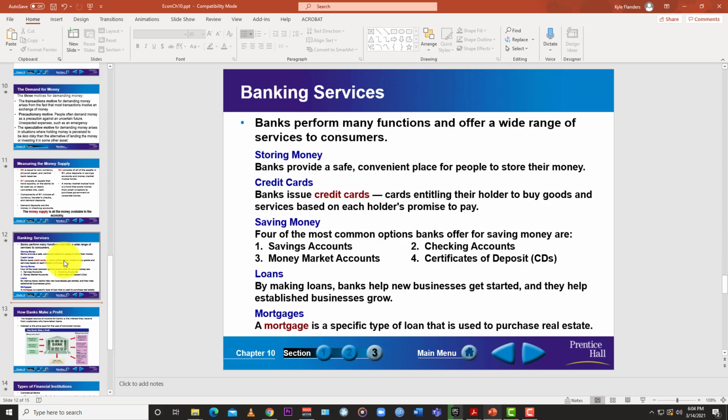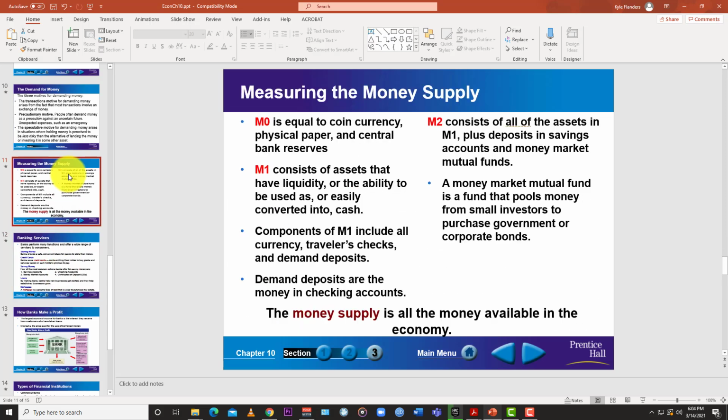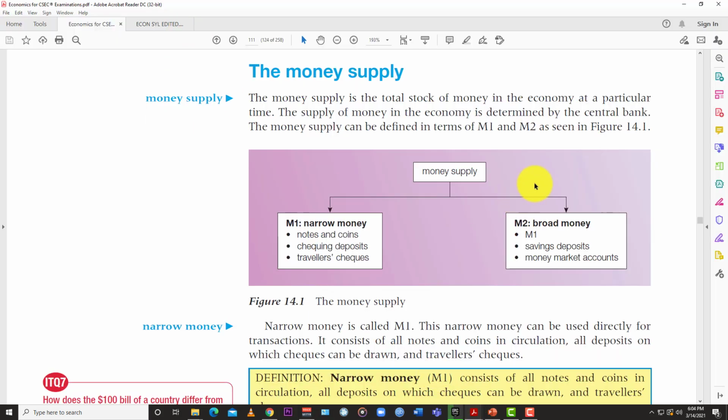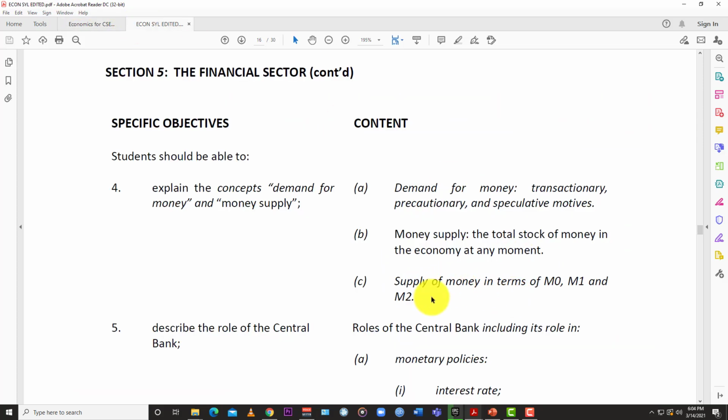So, if you're measuring the supply of money, M0 is equal to the coin, currency, physical paper, and the central bank reserves. That alone is what we call M0. That's the narrowest type of money. So all those make up what we call M0 money. Now a lot of textbooks don't really follow M0 money. That's why this textbook doesn't have it. You only start from M1 and M2. But since this syllabus is asking us what M0, M1, and M2 are, we go and look at it from another source, not the textbook only.